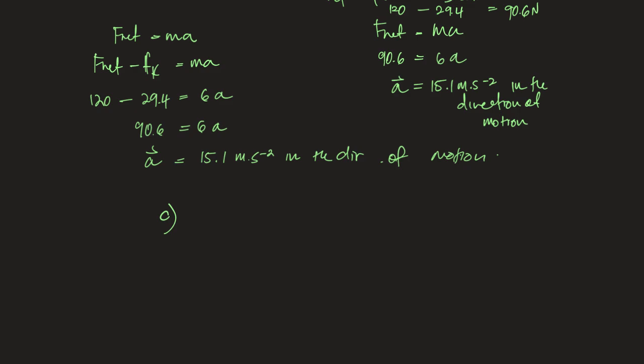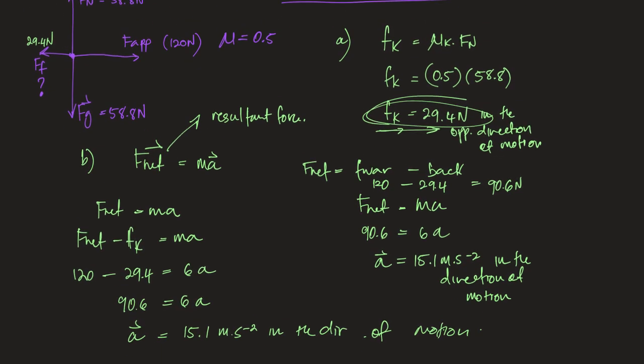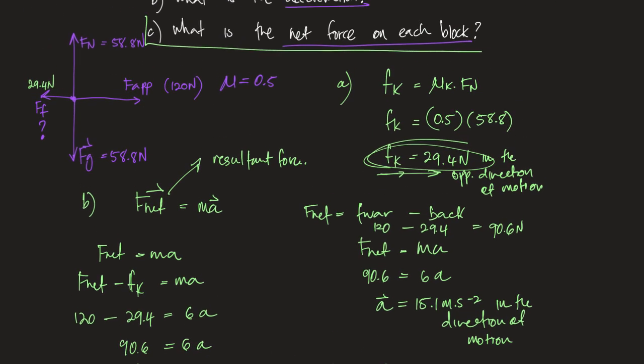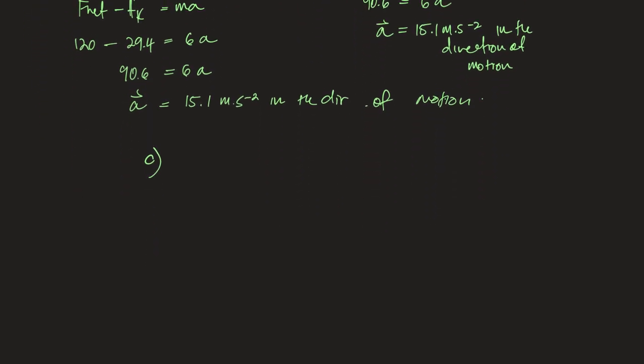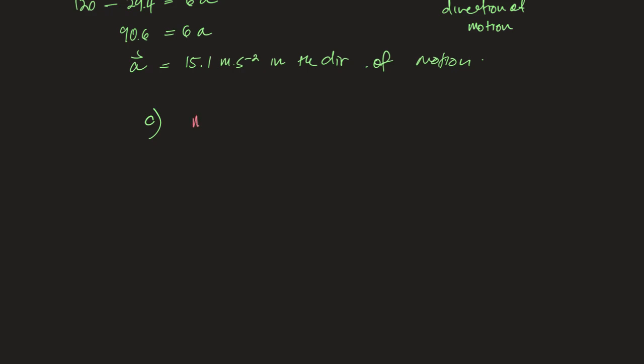And then that leaves us with C. C says, what is the net force on each block? Right, the net force on each block, you'll have to do each one separately, M1, M2, M3. You'll have force of the 2 kilograms is equal to ma. Force of the 1 kilogram is equal to ma. And force of the 3 kilogram is equal to ma.